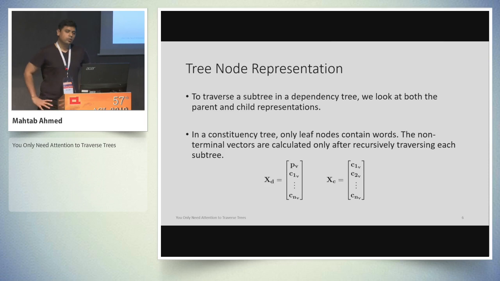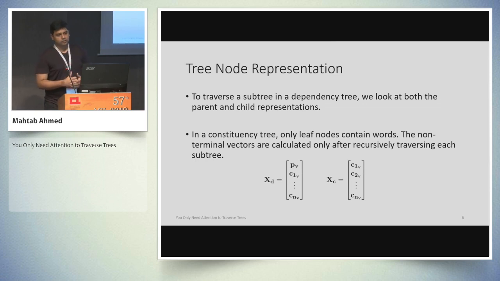The design of the tree transformer. Ever since you design a model, you start with how you're going to represent data. When you have a tree and you try to traverse a subtree, in terms of the dependency tree, you represent each subtree by the vector representation of the parent of that subtree and all the children. So X_D is the vector representation of all the parents and the children.